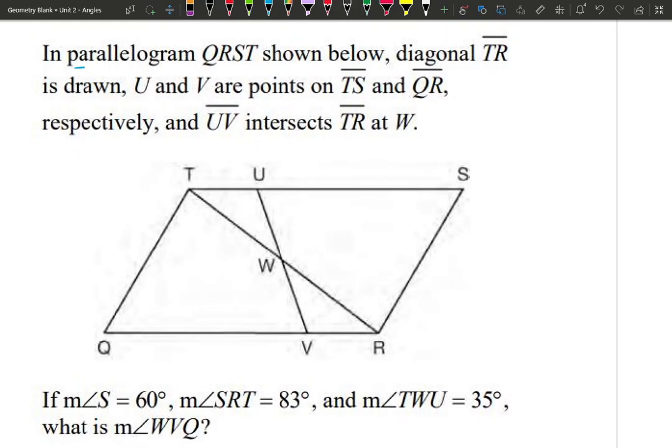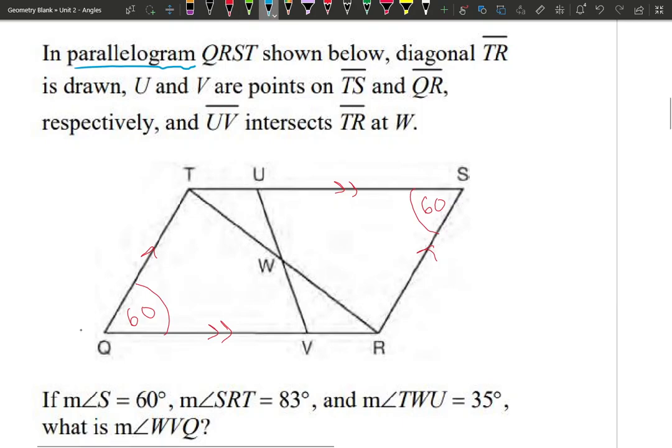In parallelogram, automatically parallelogram, QRST. So that's the entire outer shape. Let's put those little parallel symbols. Diagonal TR is drawn. U and V are points on TS and QR respectively. Great. And UV intersects TR at W. Excellent. If angle S is 60 degrees, that's 60. I'm automatically going to mark that as 60, because we know opposite angles in a parallelogram are congruent. The measure of angle SRT is 83.